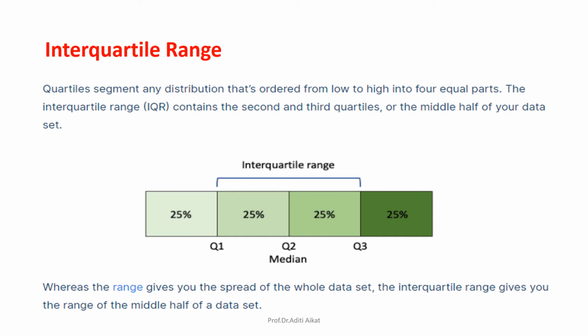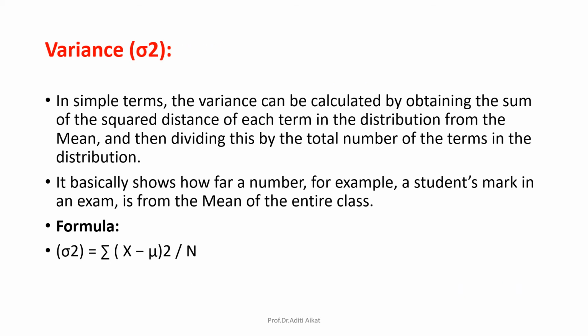Now coming to interquartile range. The quartile segments may be distributions that order from low to high into 4 equal parts. The interquartile range or IQR contains the second and third quartiles, or the middle half of your data set. As you can see in this picture, between the Q1 and the Q3. Whereas the range gives you the spread of the whole data set, the interquartile range gives you the range of the middle half of the data set.